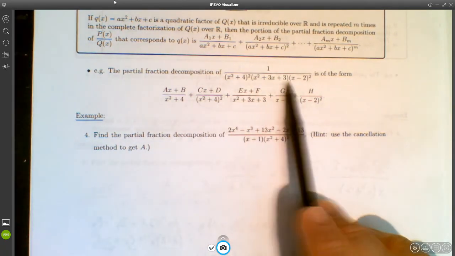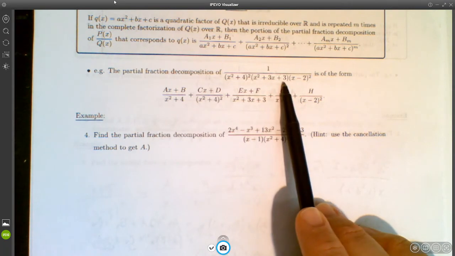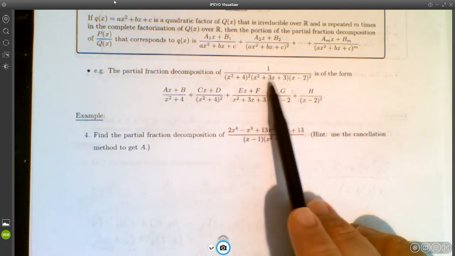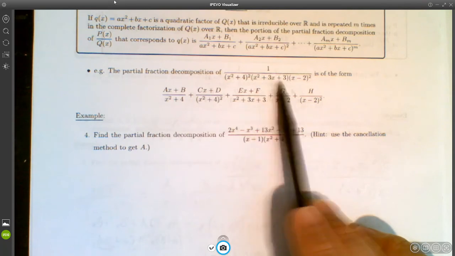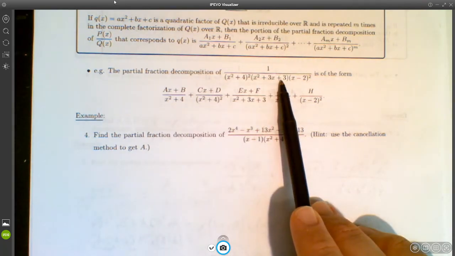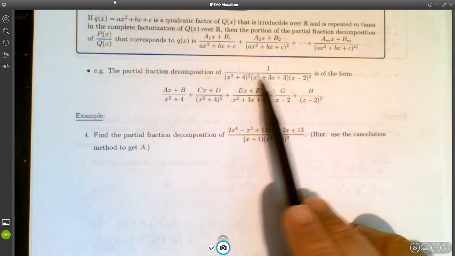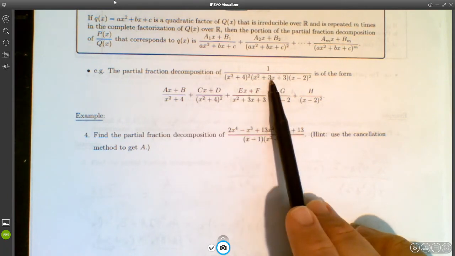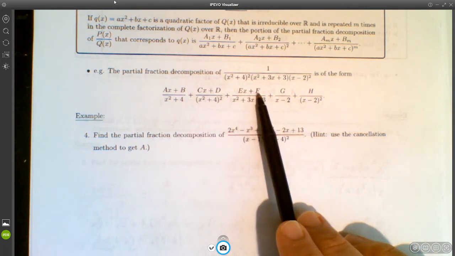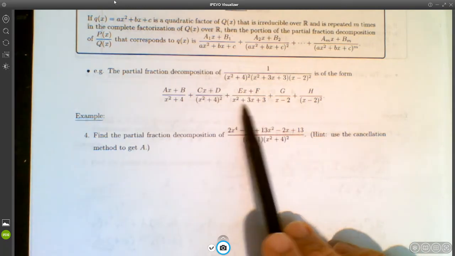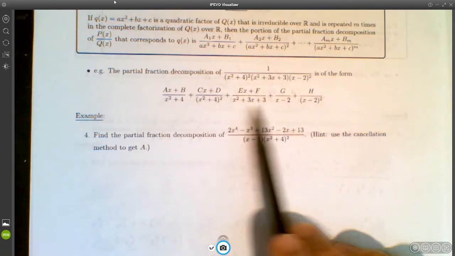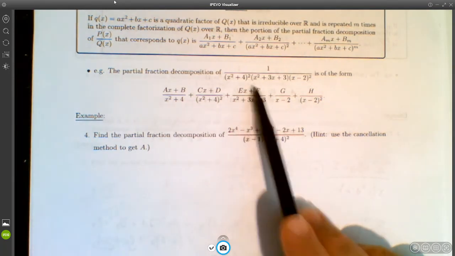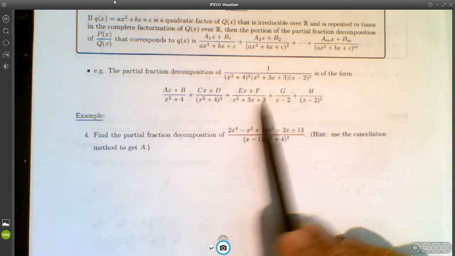The next factor here, x squared plus 3x plus 3. This is irreducible. If it factored, it would have to factor as 3 and 1, but 3 plus 1 is 4, not 3. Right? So this thing is irreducible over the reals. And since it's irreducible over the reals, it also has to have a linear factor in the numerator, so I'm calling it ex plus f over x squared plus 3x plus 3. But since it doesn't repeat, we only have one copy of that. We only have one partial fraction corresponding to that factor.